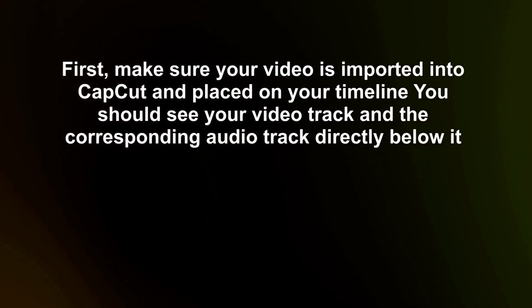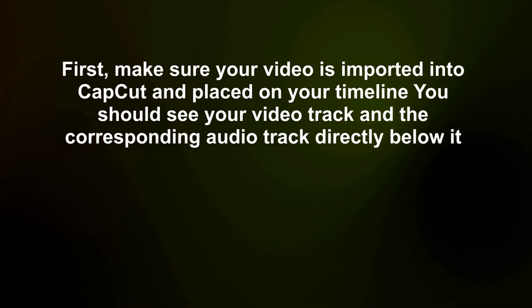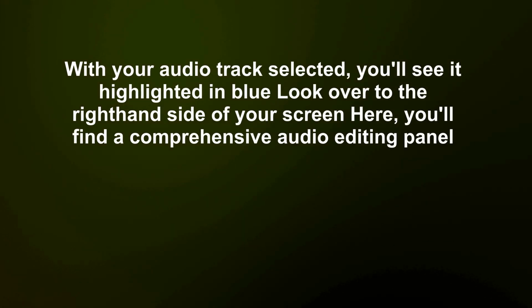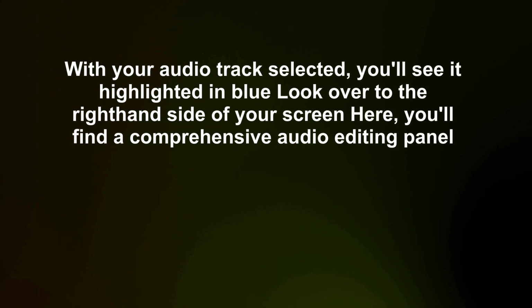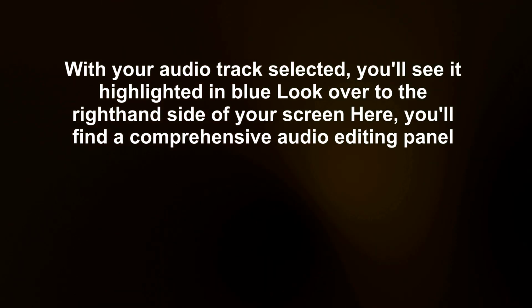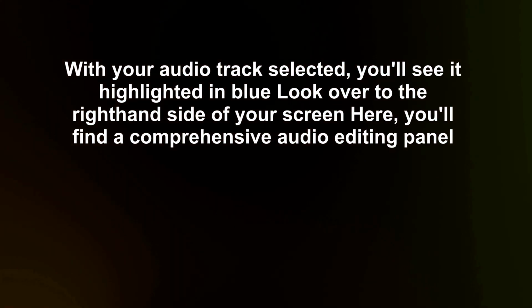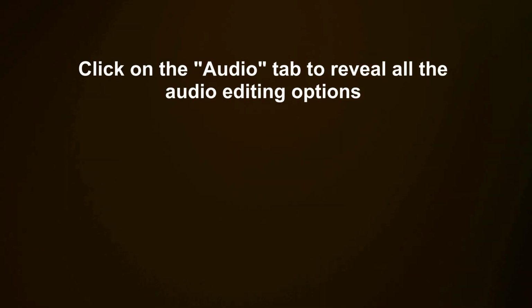You should see your video track and the corresponding audio track directly below it. With your audio track selected, you'll see it highlighted in blue. Look over to the right-hand side of your screen here. You'll find a comprehensive audio editing panel. Click on the Audio tab to reveal all the audio editing options.